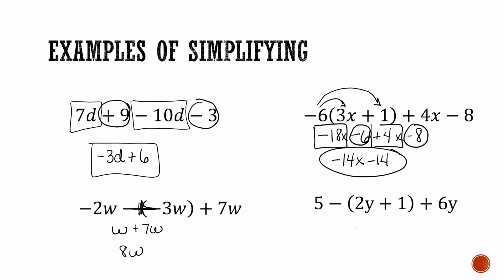I don't know if on the bottom of your page this one was written, but let's go over this one. This is important. This is a trick that gets thrown in there. So I don't have a number in front of that parenthesis sign, but I have a negative. So when you have that, you're going to distribute negative 1, not 5. So I'm going to bring that 5 down. It stays the same. So negative 1 times 2y is minus 2y. Negative 1 times 1 is negative 1. And we're going to bring down that 6y.